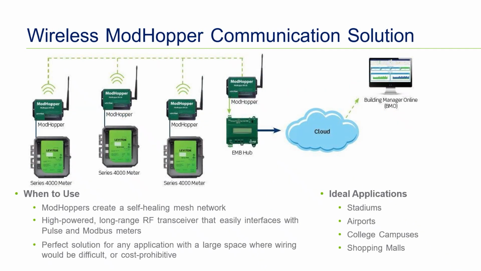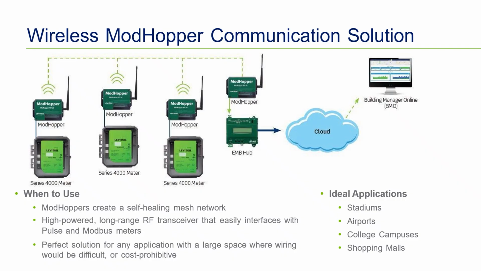In applications where a wired network is not feasible, the ModHopper wireless transceiver can be a great solution. ModHoppers create a mesh network which creates a very robust wireless connection between devices. These transceivers can be located around a facility with one or more meters attached, allowing remote devices to communicate effectively back to the energy monitoring hub.